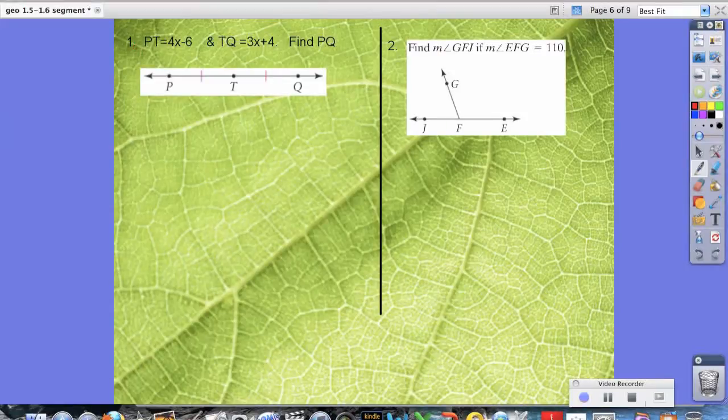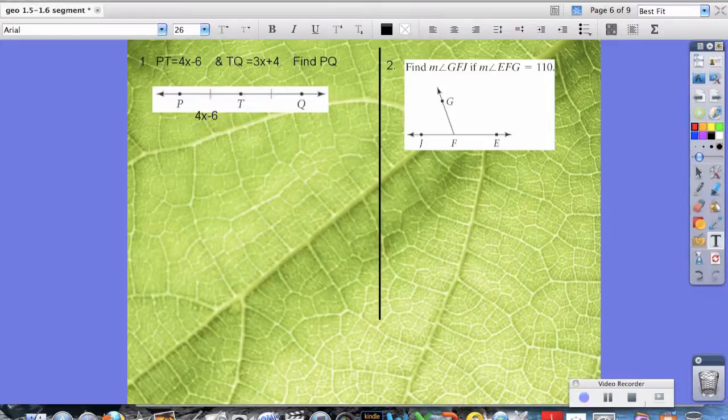So example one, we have PT equals 4x minus 6, and we have TQ, which is 3x plus 4. Now notice they want us to find PQ. So we have to think for a second that PQ, which is the entire line segment, isn't that equal to line segment PT plus line segment TQ? Because if I add up those two line segments, that'll be equal to the measure of the larger segment, which is PQ. Now, we don't know what PQ is, but we know that PT and TQ are congruent to one another.